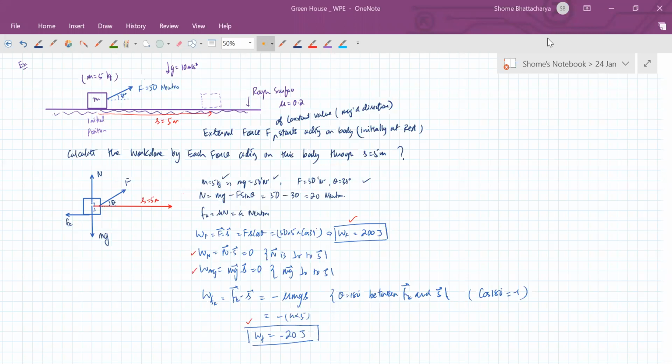Yes, Tej. Oh, yeah, that's correct. It's not mu mg. It should be mu N. The value is correct. It's 4 newtons, but this should be mu N into s. It's kinetic friction. It will have a magnitude of mu N, which we've seen above is 4 newtons. Correct. Okay. So people make sure you're aware of this. That's correct, Tej. Thanks for pointing out.